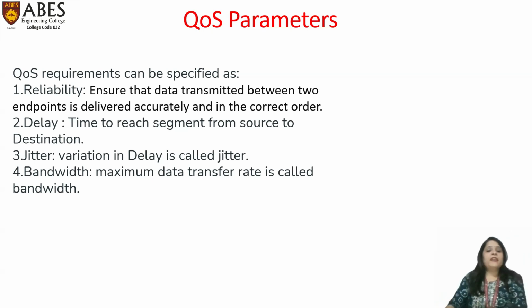Next quality of service factor is bandwidth. Bandwidth is nothing but the maximum data transfer rate. Different kinds of applications have different bandwidth requirements. Suppose I want to send mail to a friend who lives far away. In that case, my bandwidth requirement is minimum. Suppose I want to do video conferencing with my colleague. In that case, my bandwidth requirement is more. So these are some important quality of service parameters. I hope you understand.